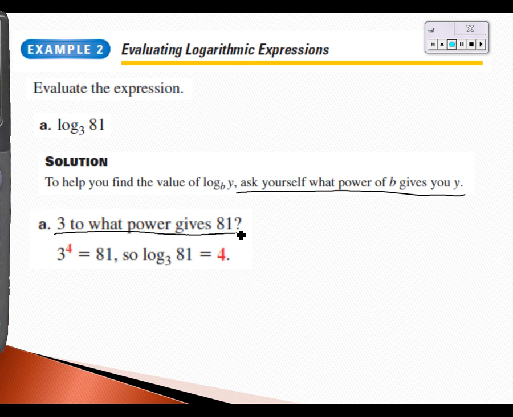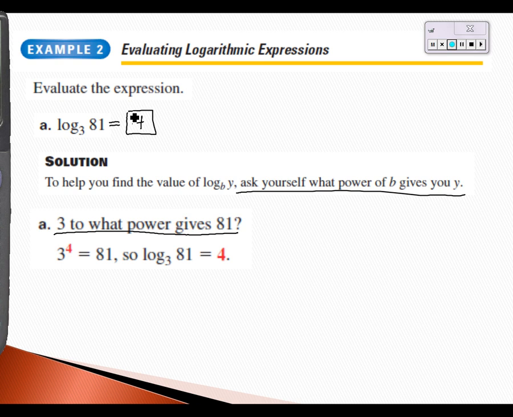And hopefully having had a whole unit on exponents and things like that will help you here. I hope you know that 3 to the 4th is 81. That would be prerequisite knowledge to be able to answer this question. Once you establish that the answer to this is 4, that's the answer to this question, right? What is the log base 3 of 81? The answer is 4. Okay? You understand how we might evaluate a logarithm?